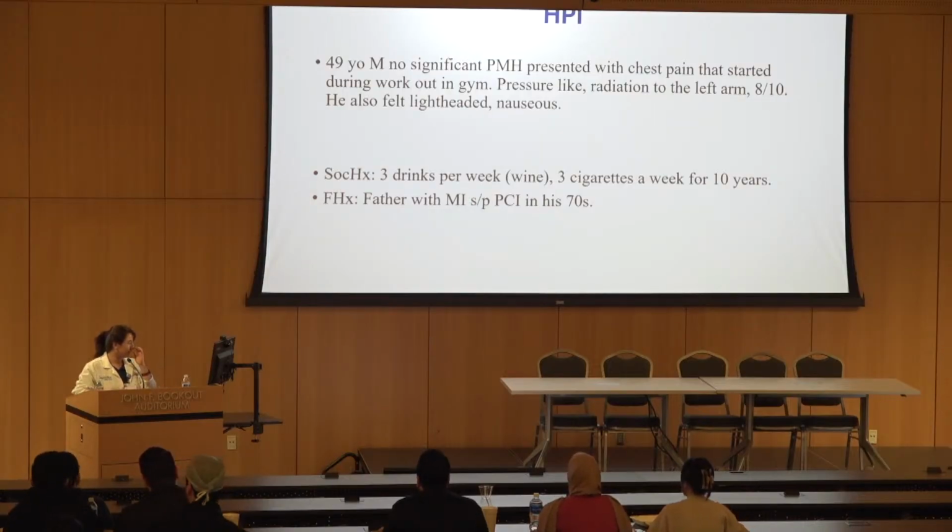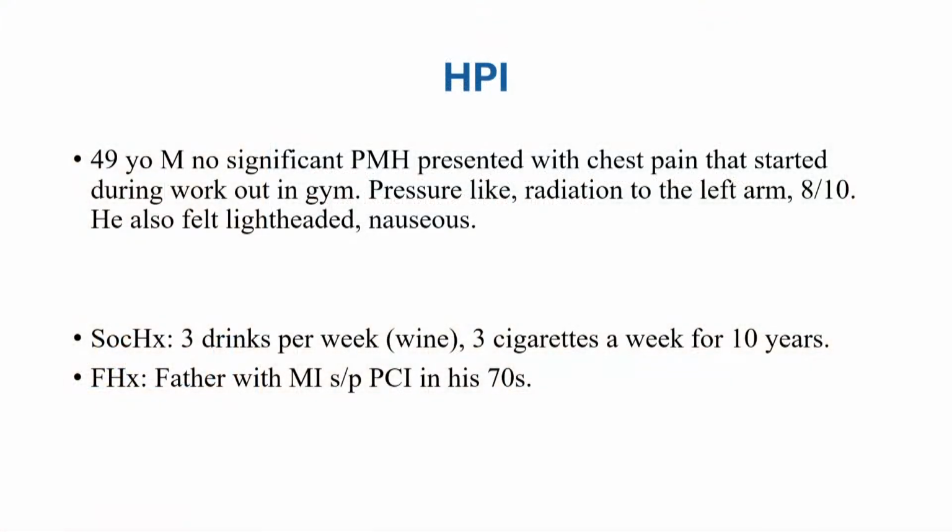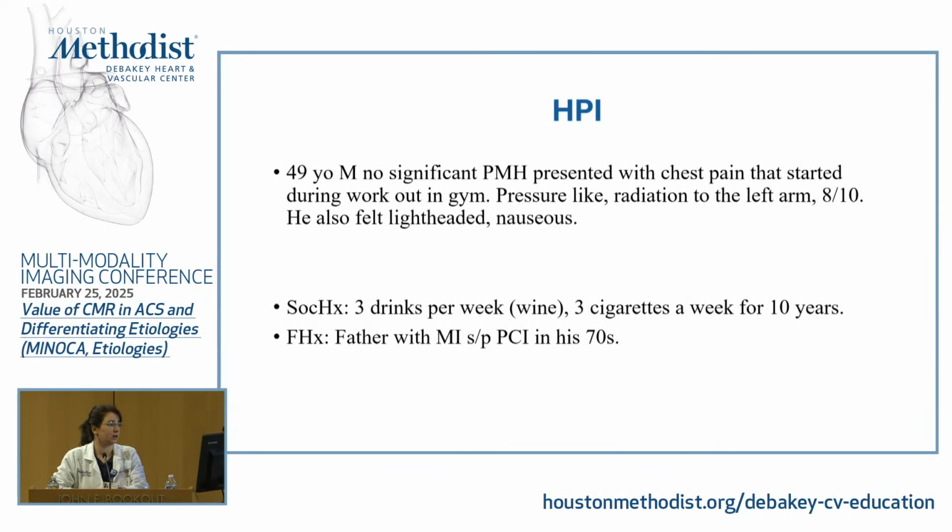So I'll start with a case of a 49-year-old gentleman, no really significant history, who goes to the gym. After a long time of not exercising, he decided to get himself in shape, started exercising, and felt chest pain, like pressure, radiating to the arm, 8 out of 10, and felt lightheaded and nauseous. He goes home, tells his wife, and she drives him right back to the ER. His risk factors for CAD: he's a smoker for 10 years, not heavy, but still a smoker, a couple of drinks per week, and his dad had an MI, but later in life.